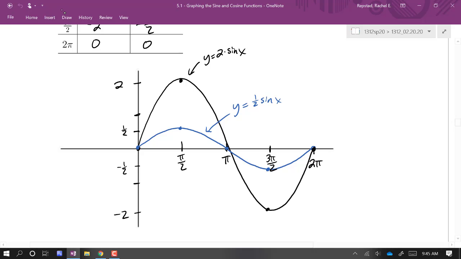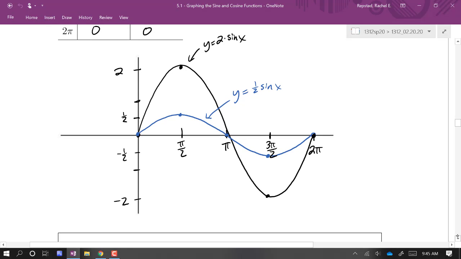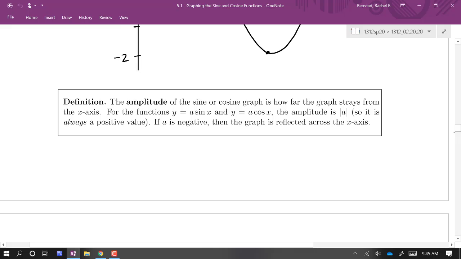So the factor outside describes the amplitude. Amplitude is always a positive value. It really is just a measure of how far it strays from what I like to call the equilibrium, where it zeroes out. So even if it's reflected and we have a negative outside there, the amplitude is still positive. It's just a measure of how far you stray from the equilibrium. And here that is given in the definition. So the amplitude is the absolute value of A, if we're looking at A times sine x or A times cosine x.